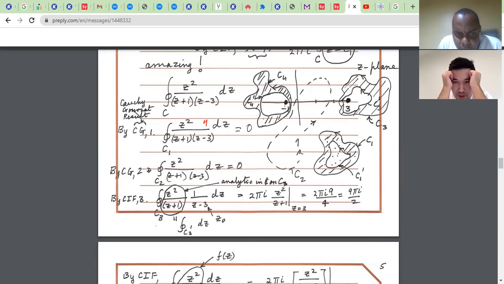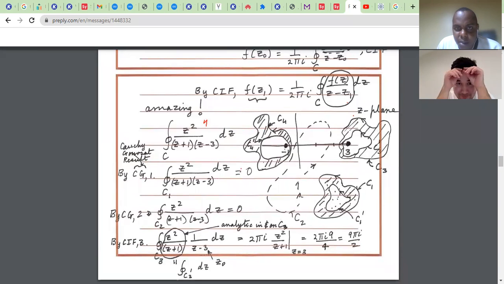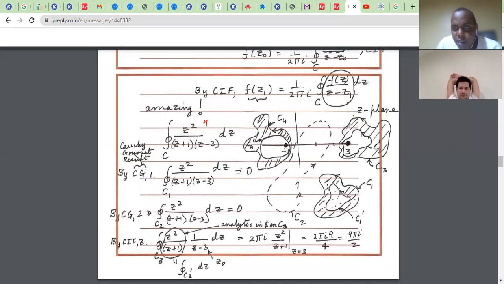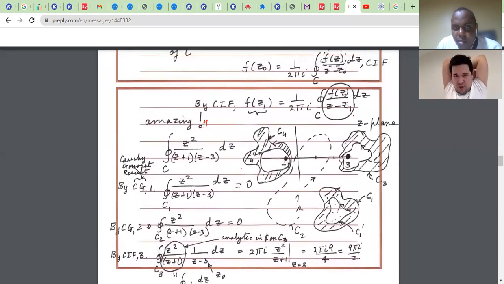it's not analytic because we have the point 3, its analyticity fails. Yeah, there is a pole there. There is a pole at point 3, right? Yeah. So for that integral, Cauchy's integral formula is the one that is going to help us somehow.